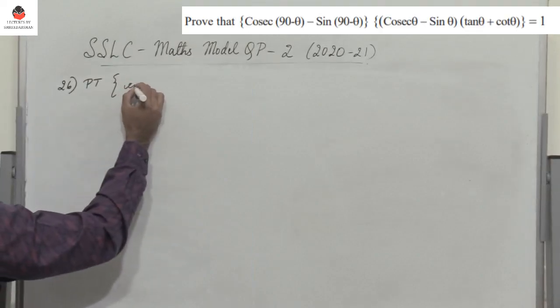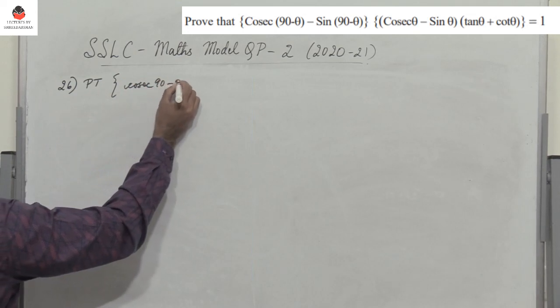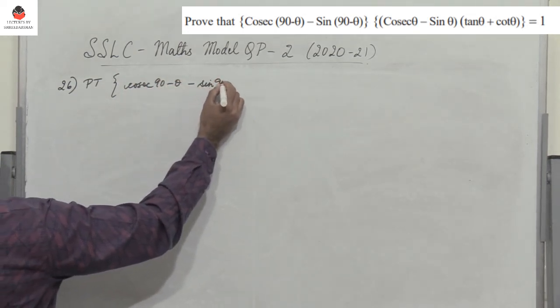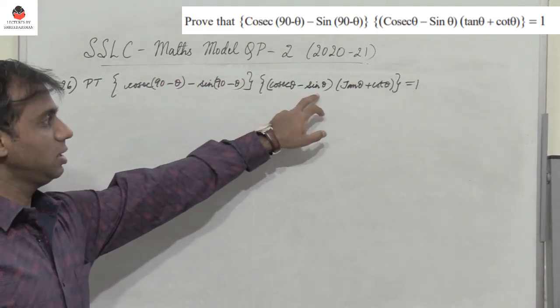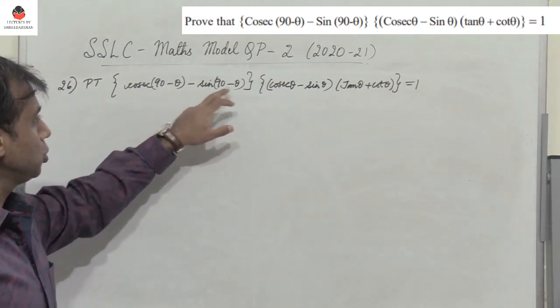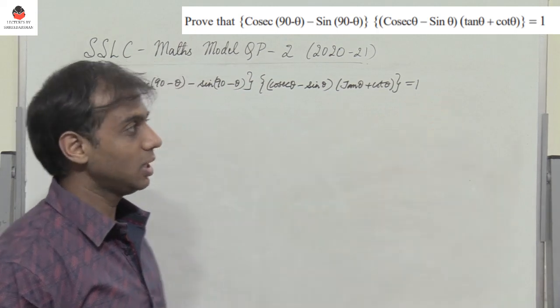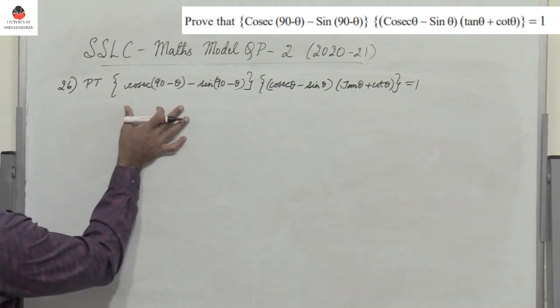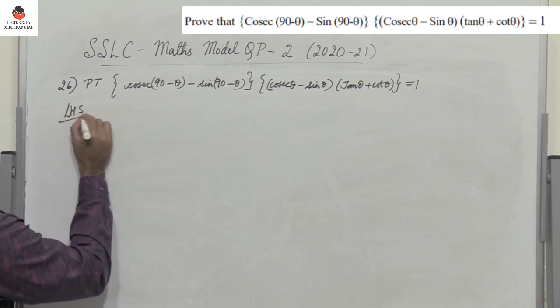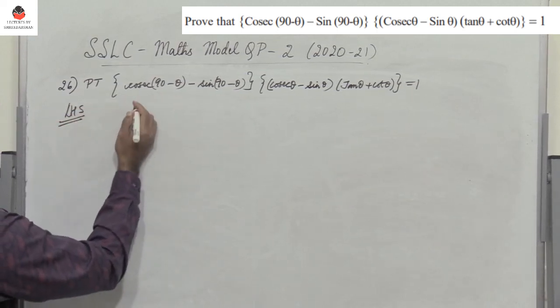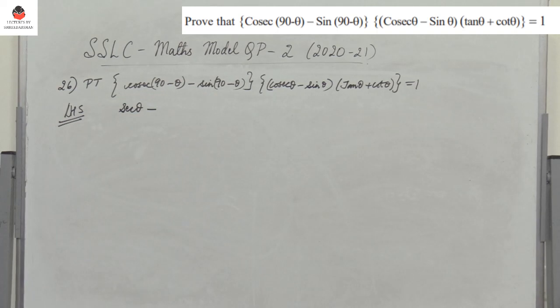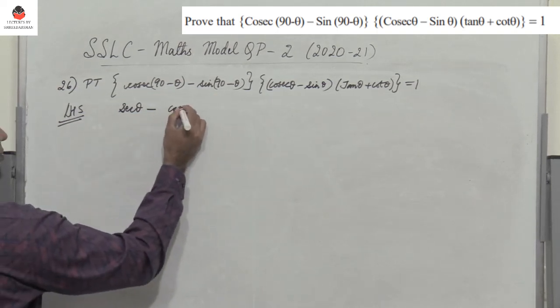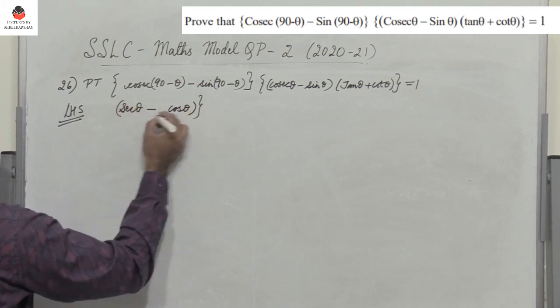So problem 26, we need to prove that cosecant 90 minus theta minus sine 90 minus theta, into tan theta plus cot theta, equals 1. So these two terms multiplied should be equal to 1, and this is what I need to prove. So let me take the LHS part. So considering the LHS, what is cosecant 90 minus theta? Complementary angles, it is secant theta minus sine of 90 minus theta is cos theta. I'll put the brackets here.